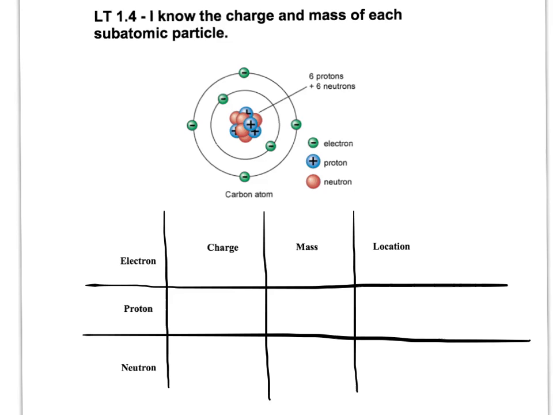Okay, so we are reviewing Learning Target 1.4. I know the charge and mass of each subatomic particle. There are 3 subatomic particles that we're going to talk about, and they're right here: electron, proton, and neutron. They all live in the atom, at different places in the atom. That's what makes up an atom.